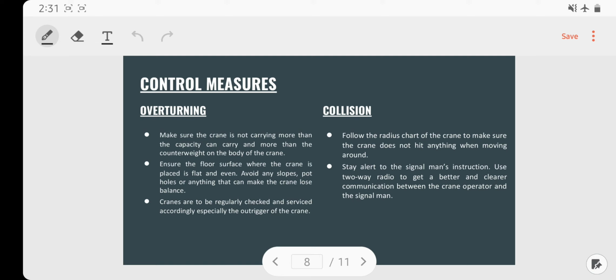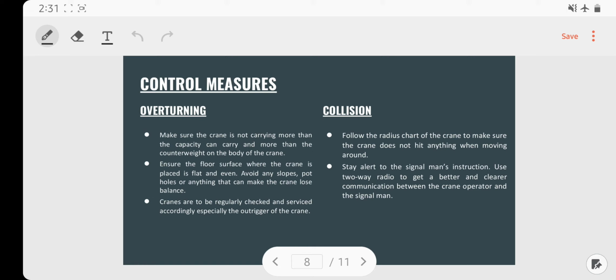So for example, the longer you extend the crane, you have to reduce the weight being carried. So follow the radius chart, because the radius chart will tell you if your crane is extending too far, and this will basically avoid any collision. And also always stay alert to the signalman's instruction.